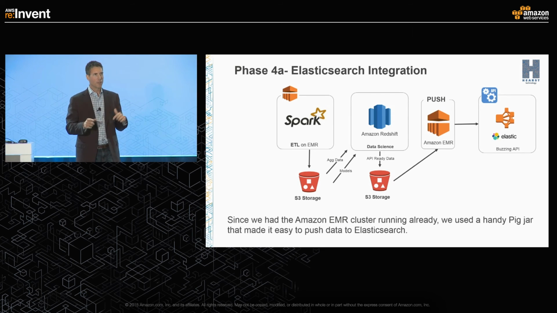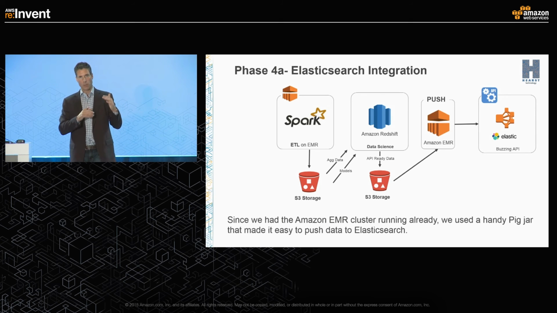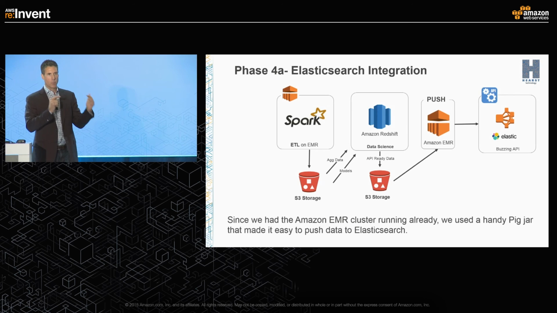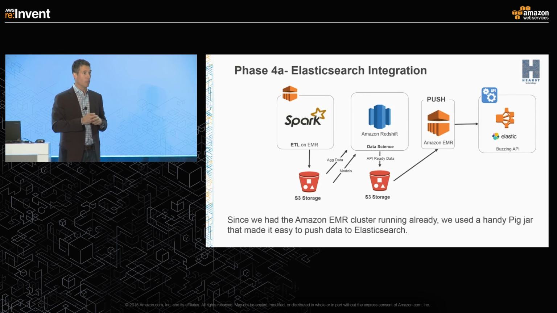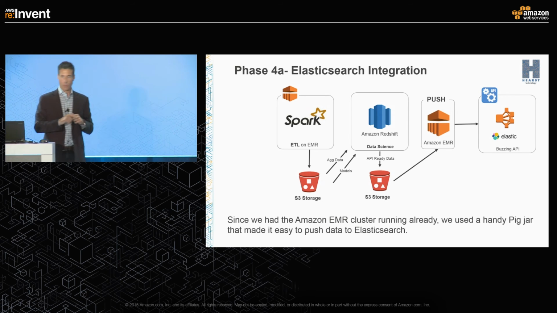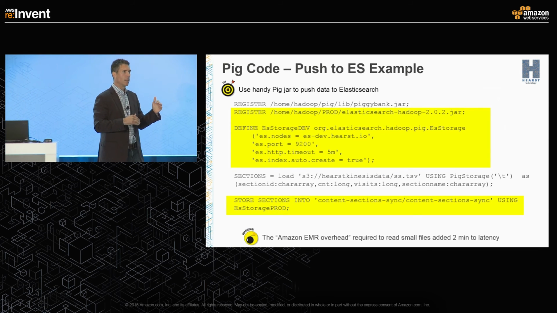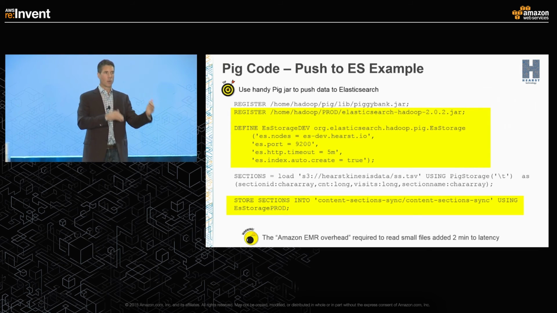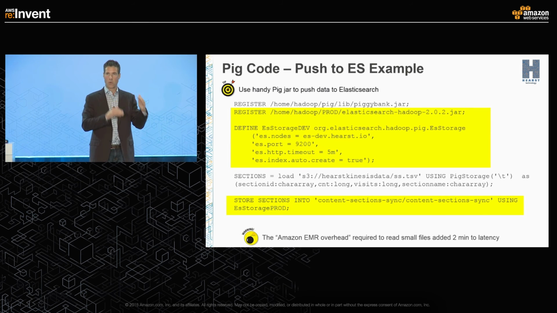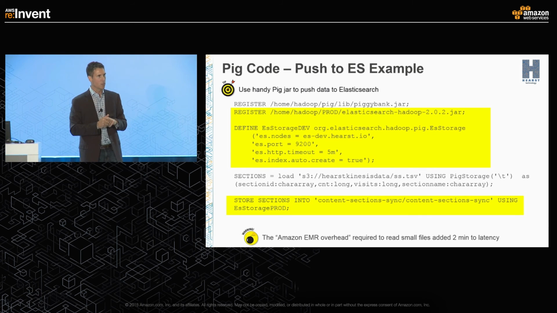The way we did it at first is, since we had an EMR cluster up and running, we wrote a little Pig script to push the data from S3 into EMR. People might not know this, but Pig has a great jar that will read data directly into Elasticsearch and preserve the formatting of the variables, so your date times don't change.